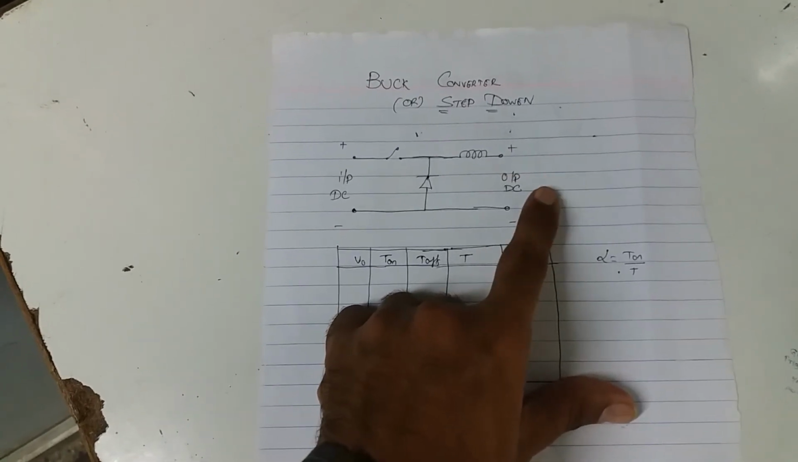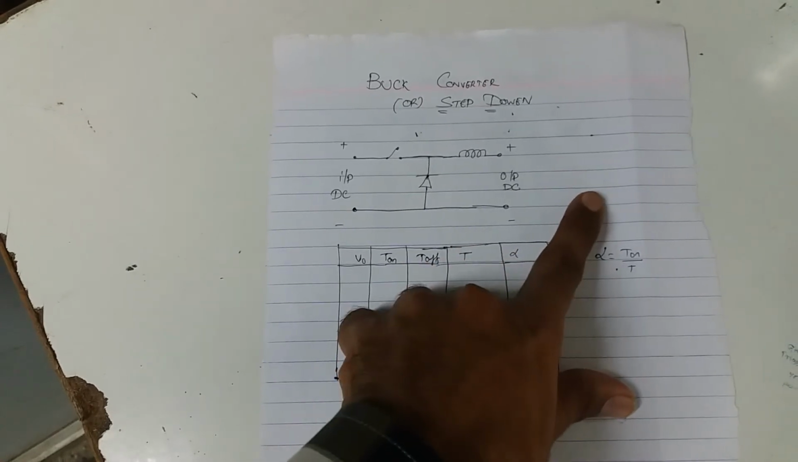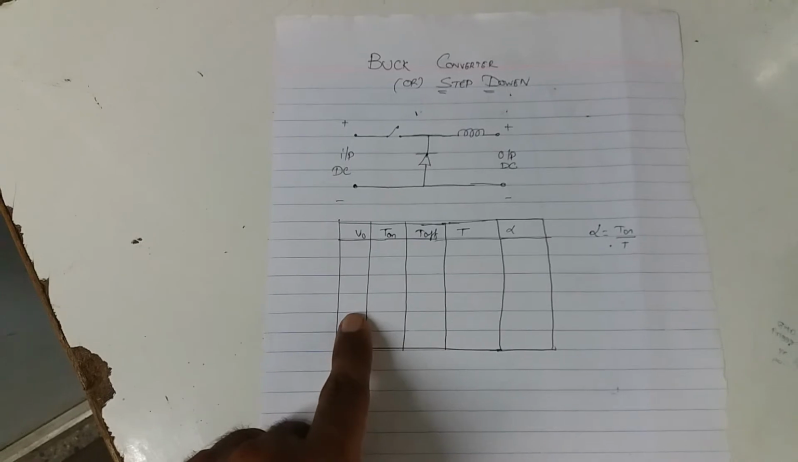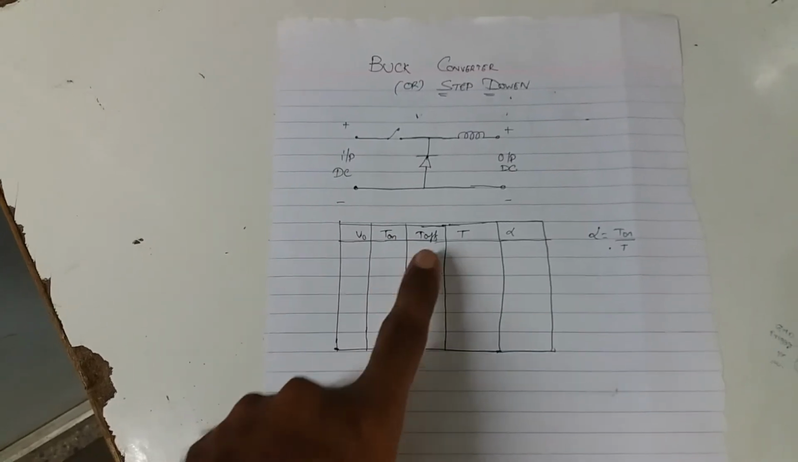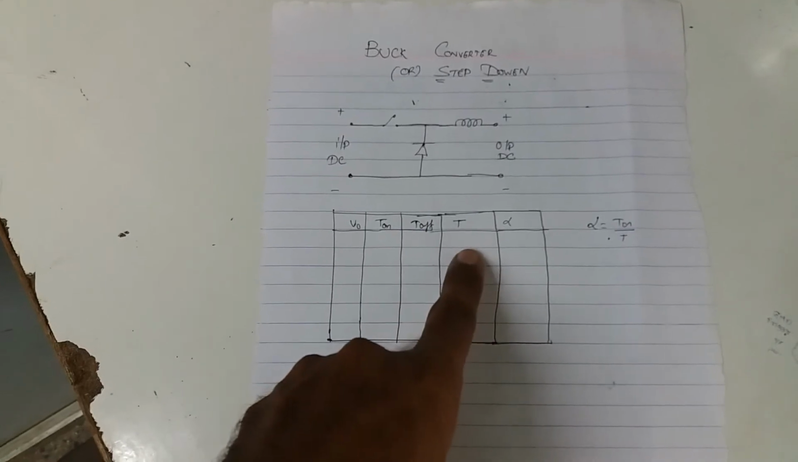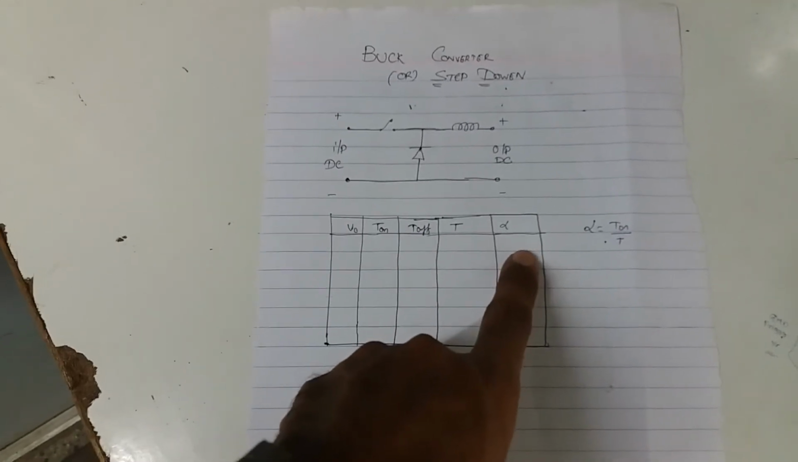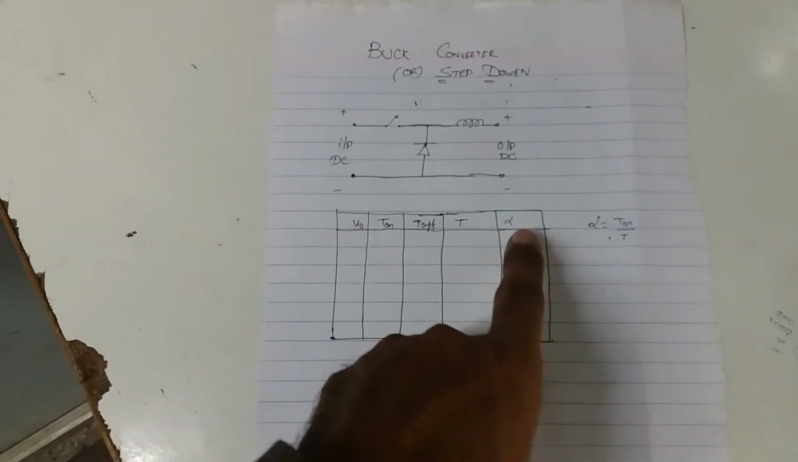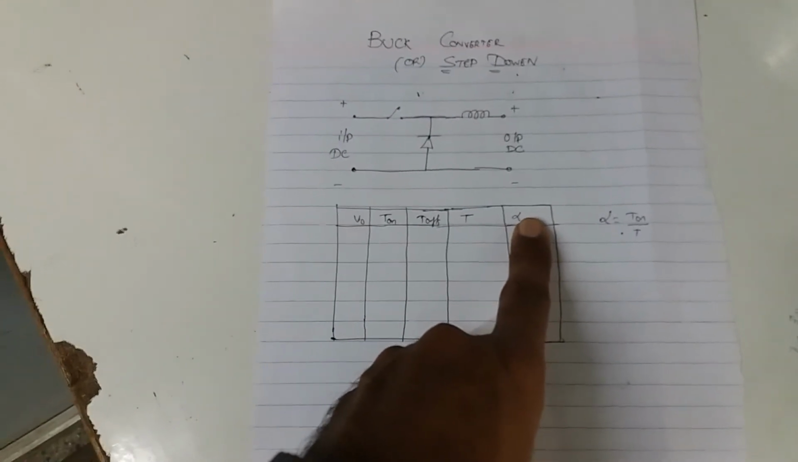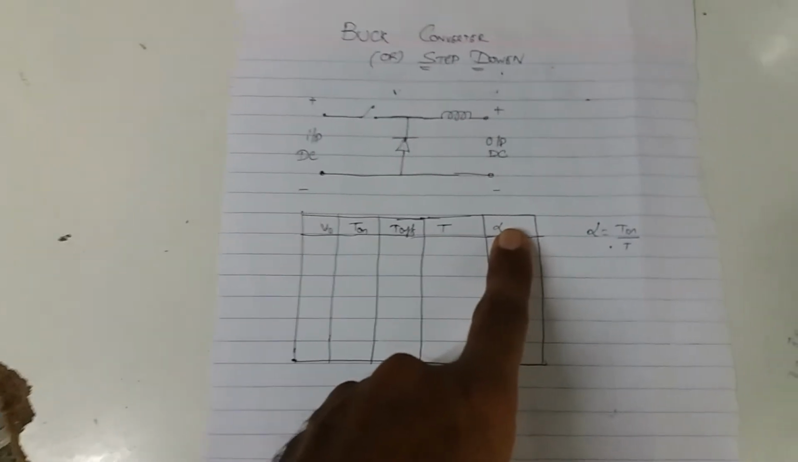DC here means a square waveform will be produced as the output. Then you take down the readings: what is my output voltage, what is my on time, what is my off time. The summation of on time plus off time is equal to the total time, and then the firing angle. For example, in simulation you know the alpha value, you may set a 30-degree firing angle or a 60-degree firing angle.